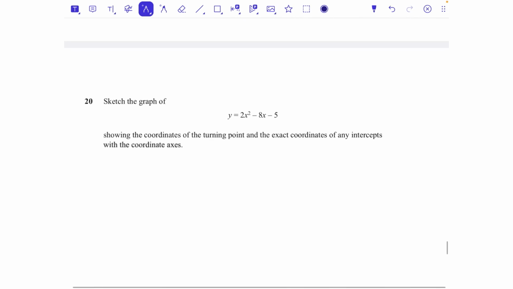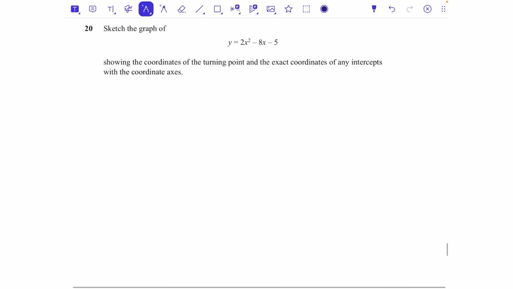Question number 20. Sketch the graph of y equals 2x squared minus 8x minus 5, showing the coordinates of the turning point and the exact coordinates of any intercepts with the coordinate axes. So for this, we're going to complete the square. If we need the turning point, we're going to need to complete the square.